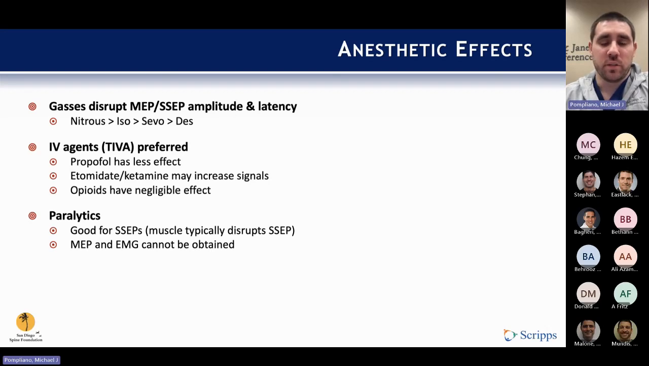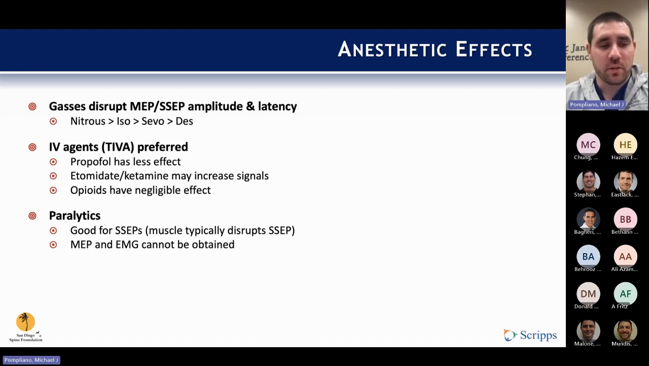So getting into why some of this can go wrong, a lot of these, like we saw in that previous study, can be related to anesthetic effects or other intraoperative factors that aren't necessarily related to direct injury. The gases can disrupt MEP and SSEP amplitude and latency, with nitrous being the most significant, but all will affect it to some degree. By far, the most preferred anesthetic is TIVA, or total intravenous anesthesia. Propofol has less of an effect on these factors, and ketamine can actually increase the signals as well. Opioids pretty negligibly interact with this.